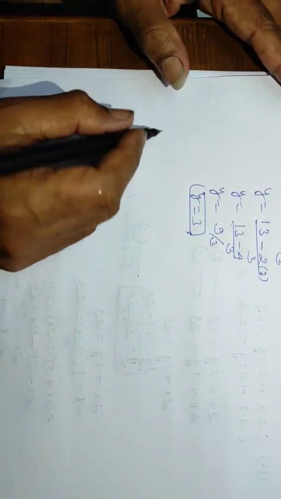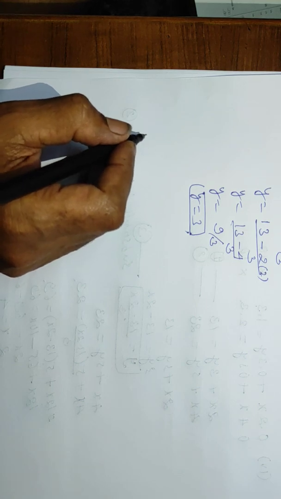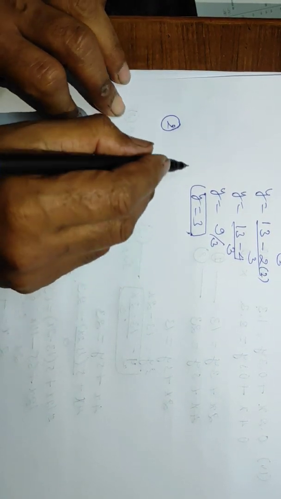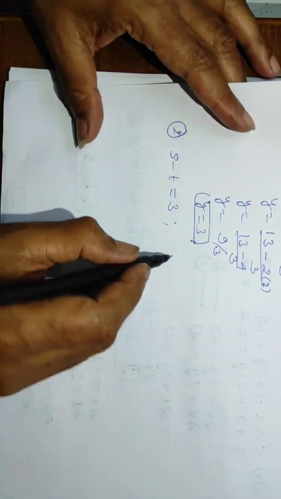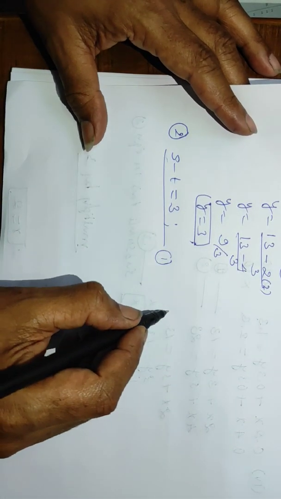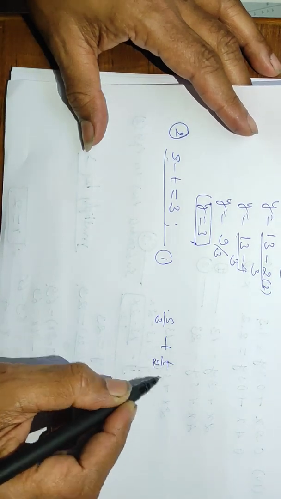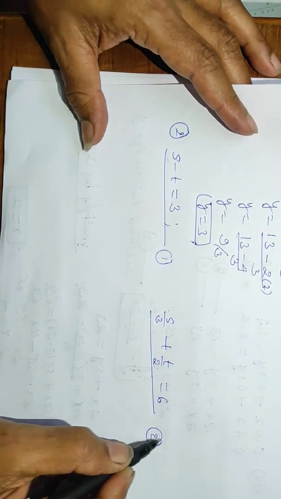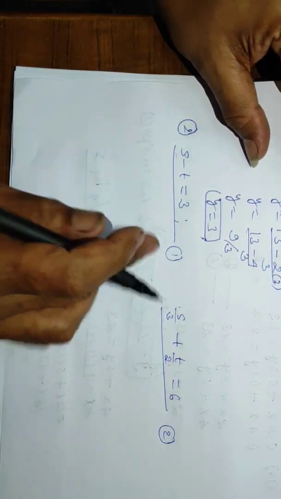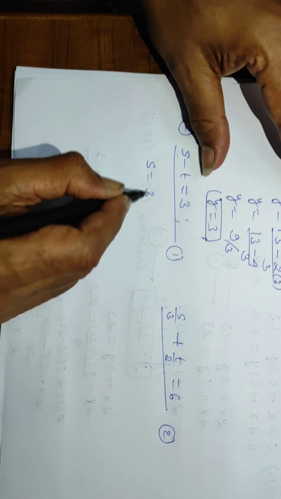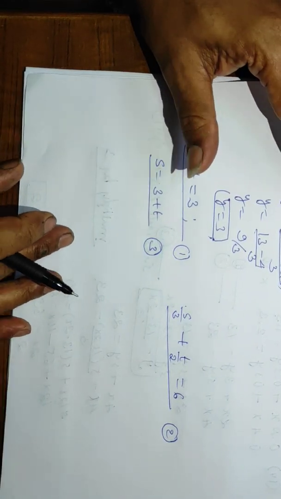So let me solve question number 2. s minus t is equal to 3. I call this one as equation 1. s by 3 plus t by 2 is equal to 6. I call this one as equation 2. So let me take equation 1. s is equal to 3 plus t. I call this equation as 3.